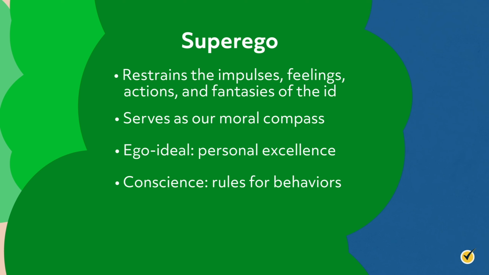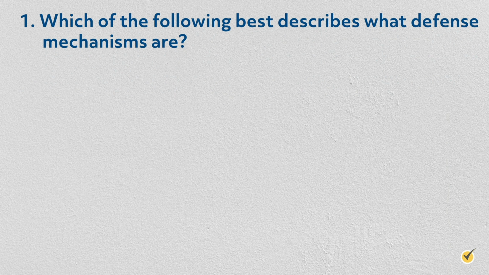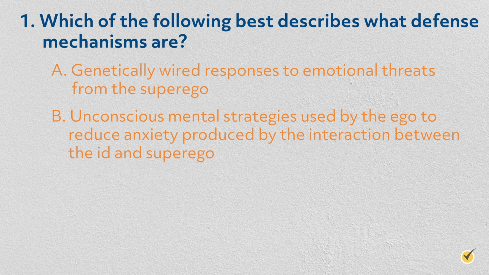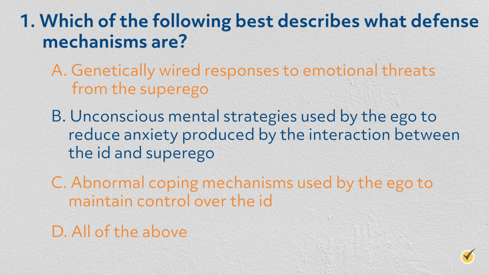Now, let's go over some review questions. Number 1. Which of the following best describes what defense mechanisms are? A. Genetically wired responses to emotional threats from the superego. B. Unconscious mental strategies used by the ego to reduce anxiety produced by the interaction between the id and the superego. C. Abnormal coping mechanisms used by the ego to maintain control over the id. Or D. All of the above. If you chose B, you are correct.